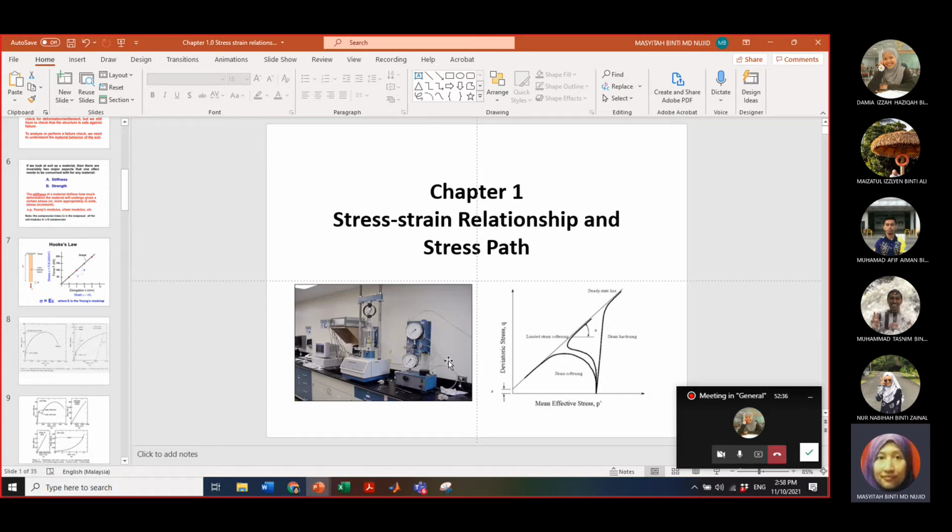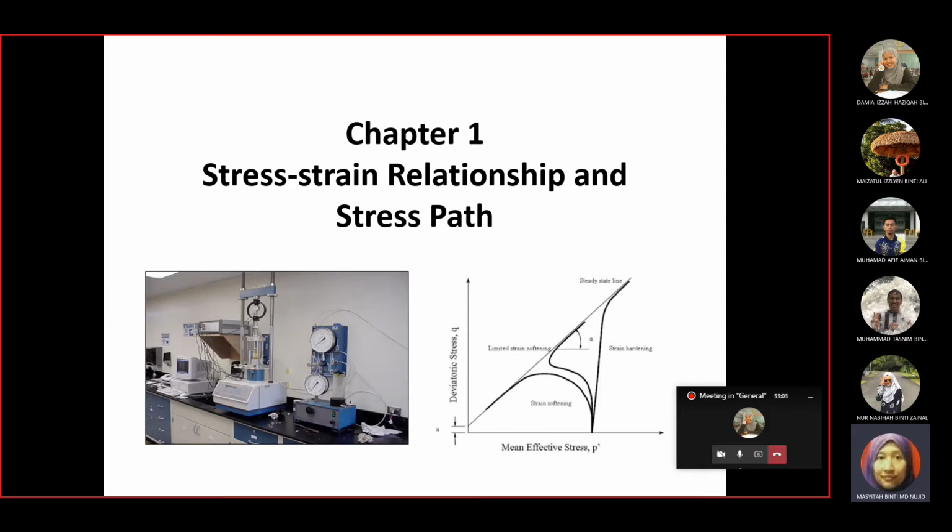When we talk about behavior, it's on the deformation pattern. Dia deform like which way? I mean that if you have a different soil type, for example, clay and sand, they will be totally showing you different pattern of the deformation. For example, if you subjected vertical load on the clay, the sample will bulge. Dia akan mengalami pengembangan sisi, for example.